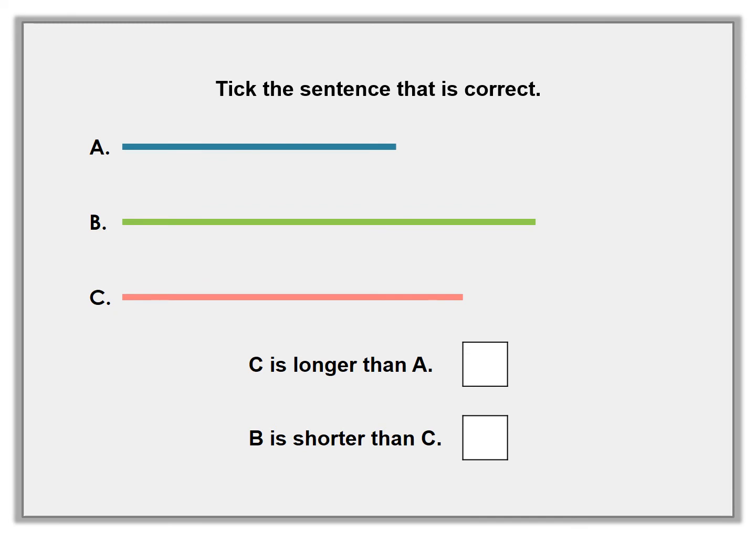Right, 3 bits of string have been laid out. So we're looking at the length of these pieces of string. So we've got a blue one for A, B's got a green piece of string, and C's got a pink piece of string. Which statement is correct? So is the pink piece of string longer than A, the blue one? Or is B shorter than the pink one? Tick the box that you think is correct. There's only one correct answer.